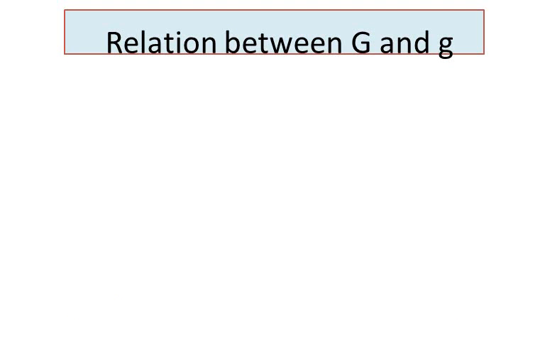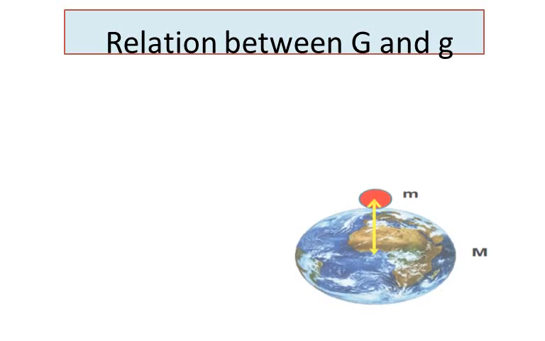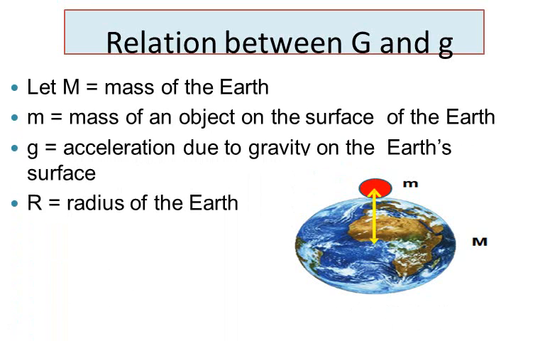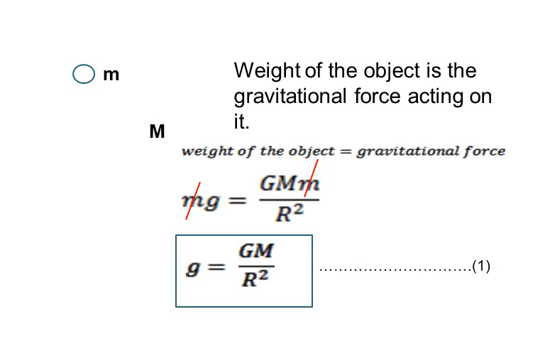Consider the Earth to be a sphere of mass capital M and radius R. Suppose a body of mass m is lying on its surface as shown. According to the law of gravitation, the force of attraction between the Earth and the body is GMm upon R squared.